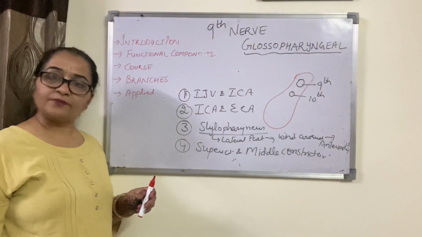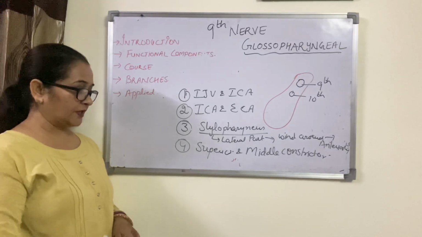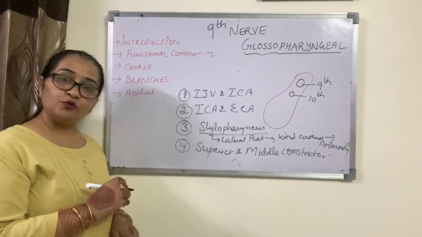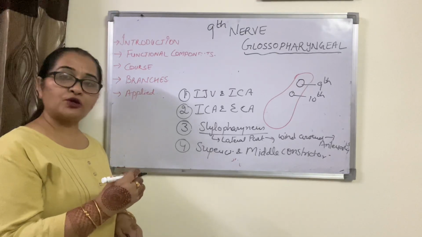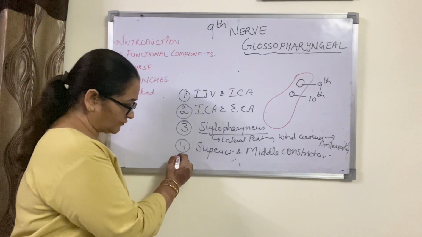Passing through this gap, it enters the pharynx. Once it is entering into the pharynx, it moves forward, going towards the tongue. So what are the important relations of this nerve here?